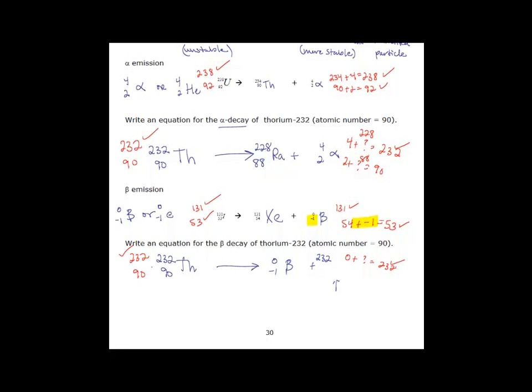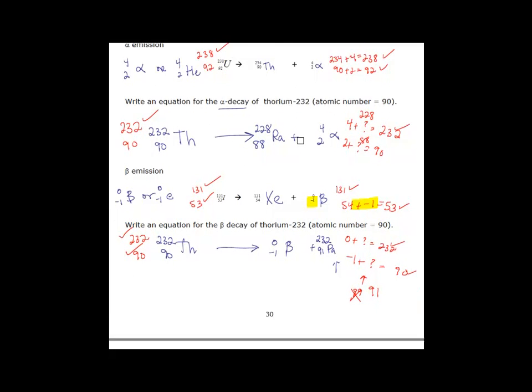Now we have to do the same for the atomic number. So we have 90 over here. -1 plus something has to give us 90. A lot of students will stick 89 here. 89 plus -1 will not give you 90, it will give you 88. Instead, we need to put 91. 91 minus 1 will give you 90. And if you look on the periodic table, that's protactinium, or Pa. So it's very easy to make mistakes on beta decay. Just be careful, be careful.